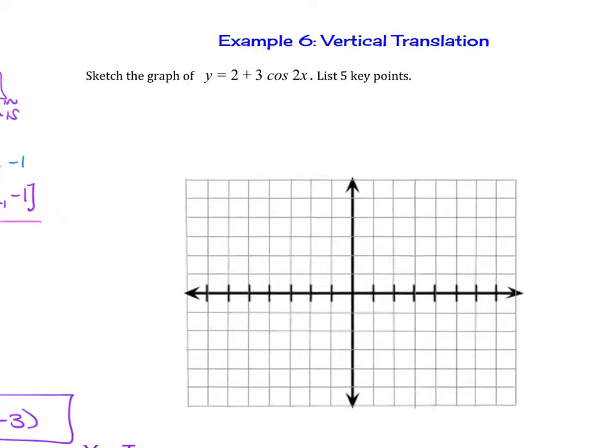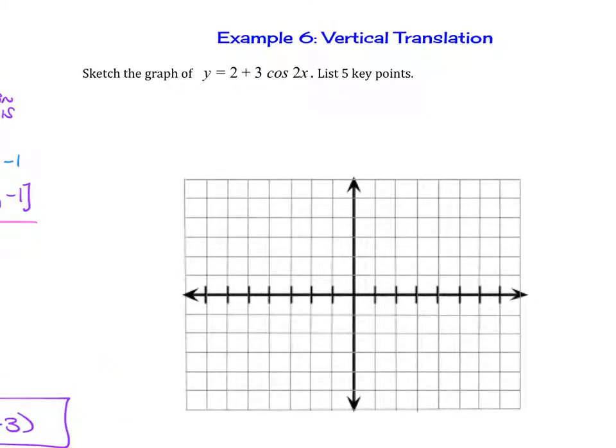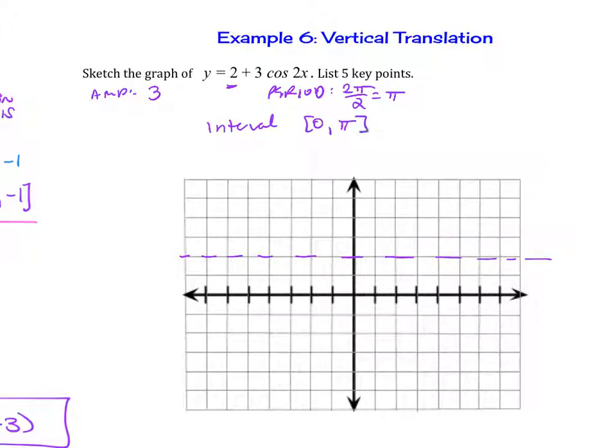Let's look at one more example, vertical translation. So we're going to sketch the graph of y equals 2 plus 3 cosine 2x. So we notice right away that it shifted up 2. So that is where our midline is going to be, 2. We know our amplitude is going to be 3. Our period, remember that's 2 pi over b, so 2 pi over 2. Our period is pi. And we're not shifted left or right any. So we know that in one interval, it's going to be from 0 to pi.